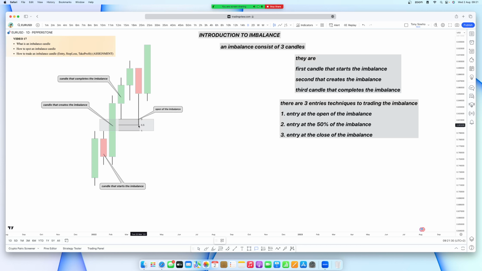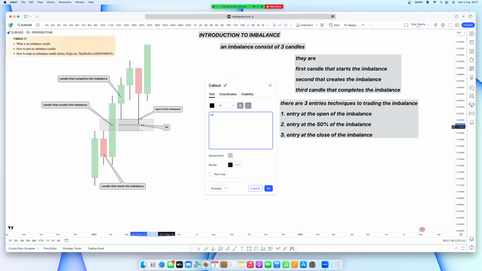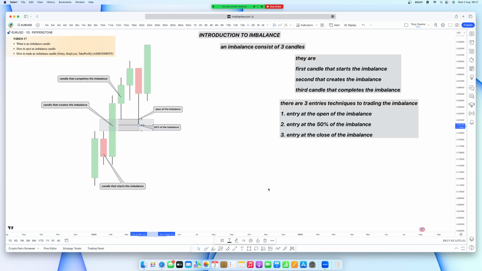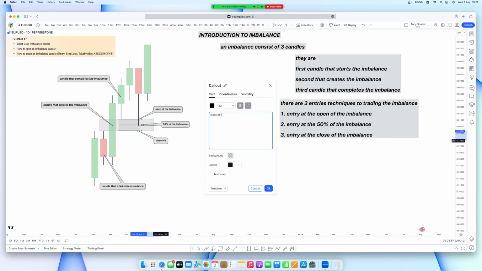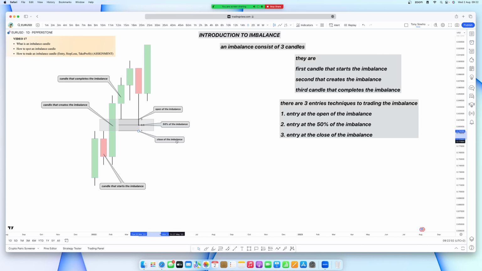Your entry could also be there. This is 50% of the imbalance. Okay, and then the third entry you could play is the close of the imbalance. Exactly. So any of these three you can use as the entry technique. You could either decide to play the open of the imbalance, you can decide to play the 50% of the imbalance, or the entire close of the imbalance.